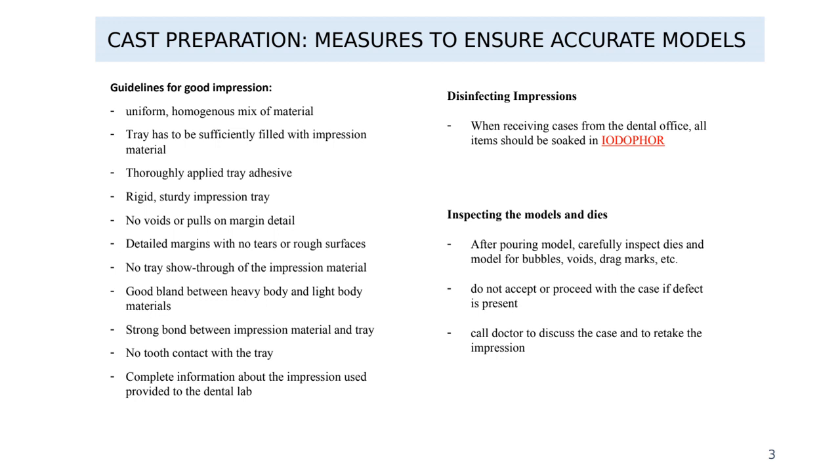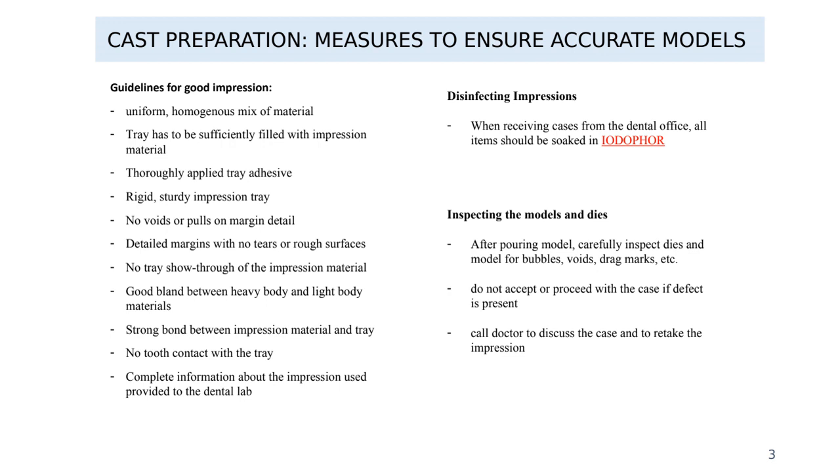So the guidelines for good impressions are a uniform, homogeneous mix of material. The tray has to be sufficiently filled with the impression material. Thoroughly apply tray adhesive. The tray adhesive is the glue that keeps the impression material inside the impression tray. So before the impression material is applied inside the tray, there is this glue that we paint on, and then we put the impression material, and then the impression is taken in the patient's mouth.